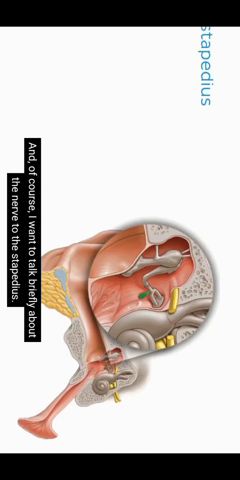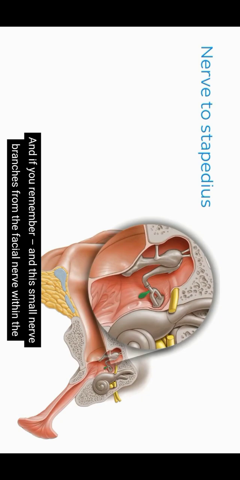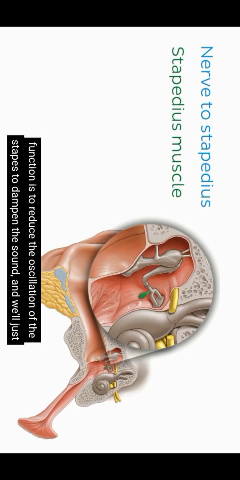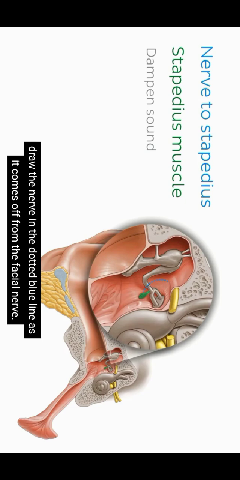And of course, I want to talk briefly about the nerve to the stapedius. If you remember, this small nerve branches from the facial nerve within the facial canal to supply the stapedius muscle, which is highlighted here in green, and its function is to reduce the oscillation of the stapes to dampen the sound. We'll just draw the nerve in a dotted blue line as it comes off from the facial nerve.